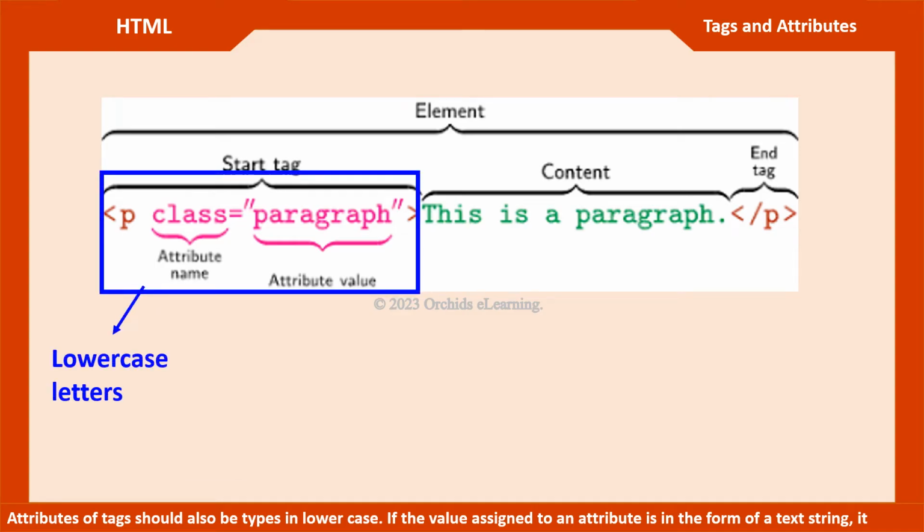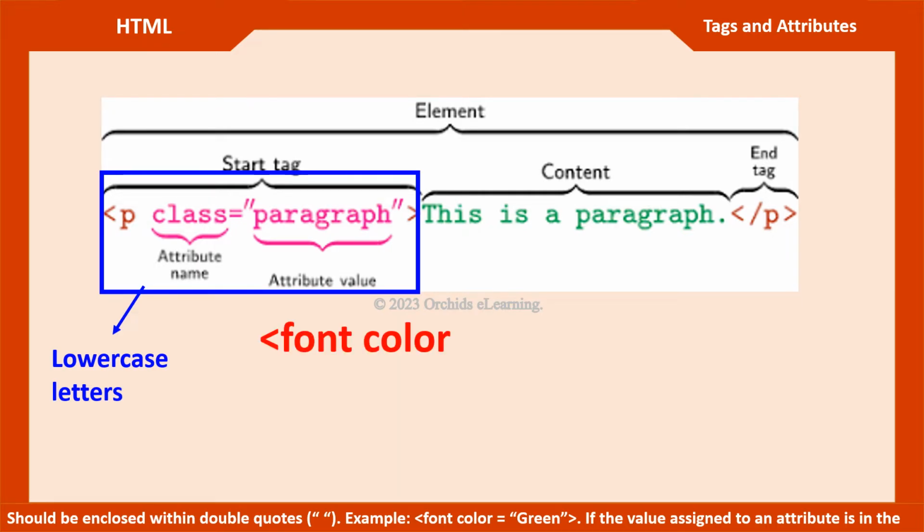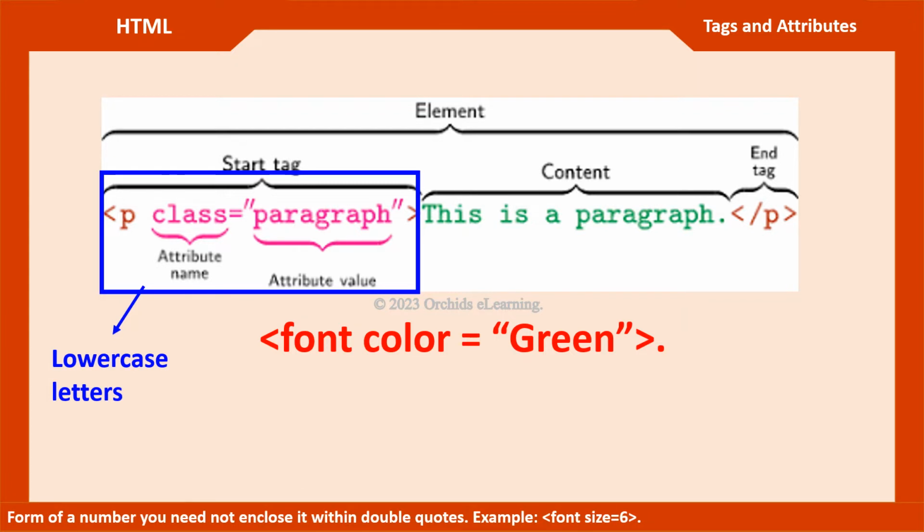If the value assigned to an attribute is in the form of a text string, it should be enclosed within double quotes. Example: font color equals green. If the value assigned to an attribute is in the form of a number, you need not enclose it within double quotes. Example: font size equals 6.